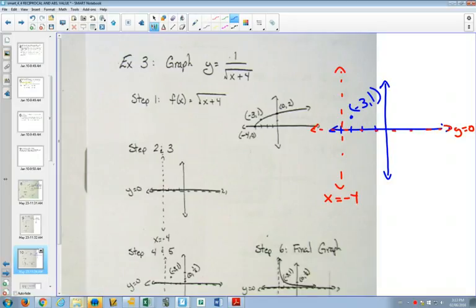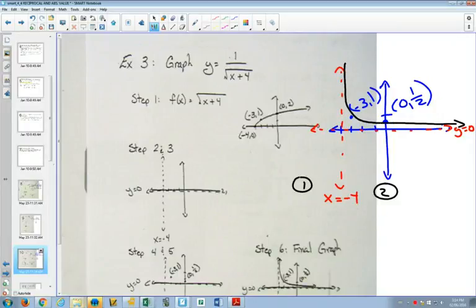What's going to happen to 0, 2? The y values change to 1 over y. So it becomes 0, 1 over 2. This asymptote splits the graph into 2 sections. How do we get a point in section 1? You don't, because there's no domain in section 1. So we don't even have to worry about anything in section 1. We've already got some points in section 2, so we can draw our final graph approaching the asymptotes.